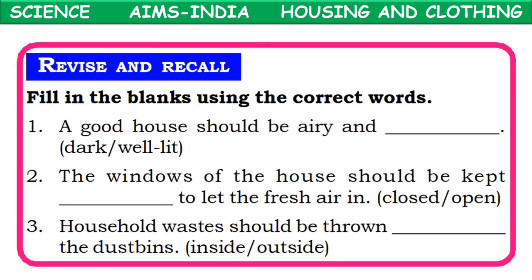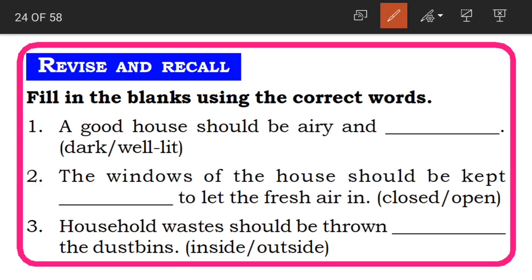Clear, children? Now, let us revise the lesson by filling in the blanks. A good house should be airy and blank. How must a good house be? Airy and blank. Either dark or well lit. Well lit in the sense, well light. Actually, lit is nothing but light. Well ventilated. You can call it well lit. So how must a good house be? Airy and well lit. Okay, very well ventilated.